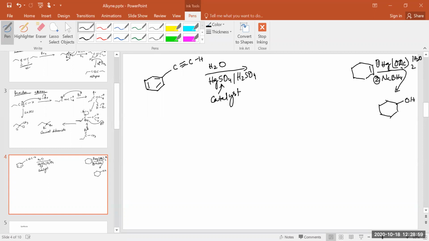But here, in the case of alkynes, alkynes are more reactive than alkenes. So here the addition will be according to Markovnikov's rule, and you don't need a 1-to-1 ratio here. Just a catalytic amount is enough. Okay, and the product will be the same, addition of water to the double bond. And then further it will undergo keto-enol tautomerism. Okay, so let's see the mechanism first.